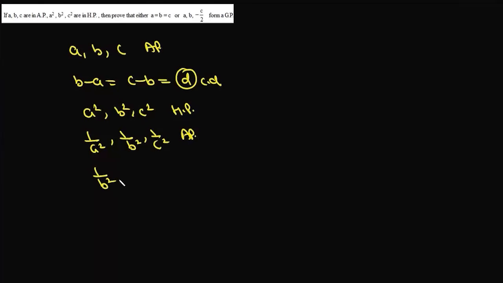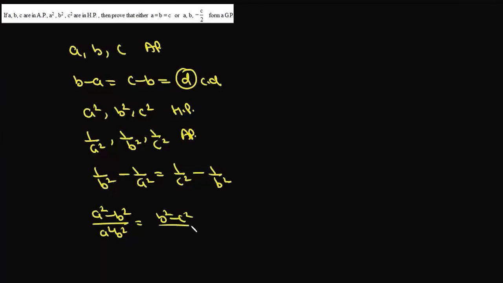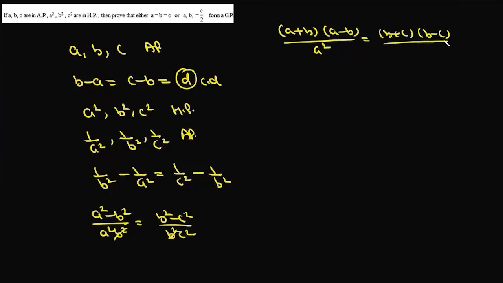So you can write 1 upon b square minus 1 upon a square will be equal to 1 upon c square minus 1 upon b square. Now this is a square minus b square upon a square b square will be equal to b square minus c square upon b square c square. Now here b square will cancel, so we can write a plus b into a minus b upon a square will be equal to b plus c into b minus c upon c square.